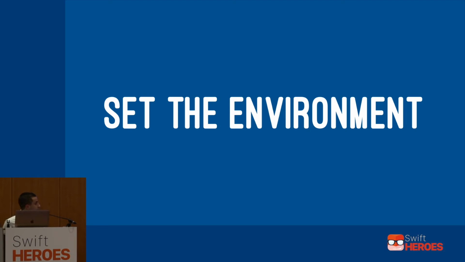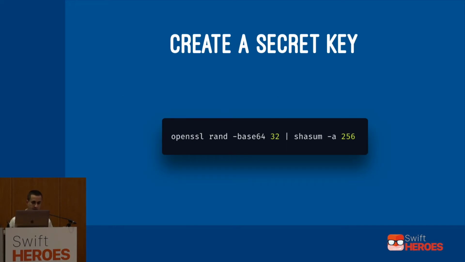The next thing is to set the environment. To set our environment, we need to create a key. With this snippet of code, you can create a random string that we will use later. Or you can just press random keys on your keyboard.